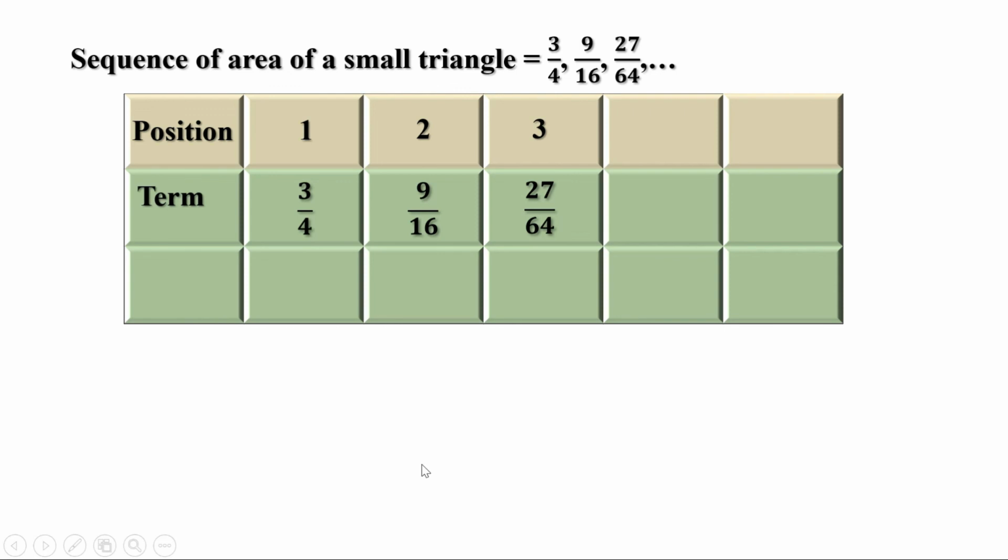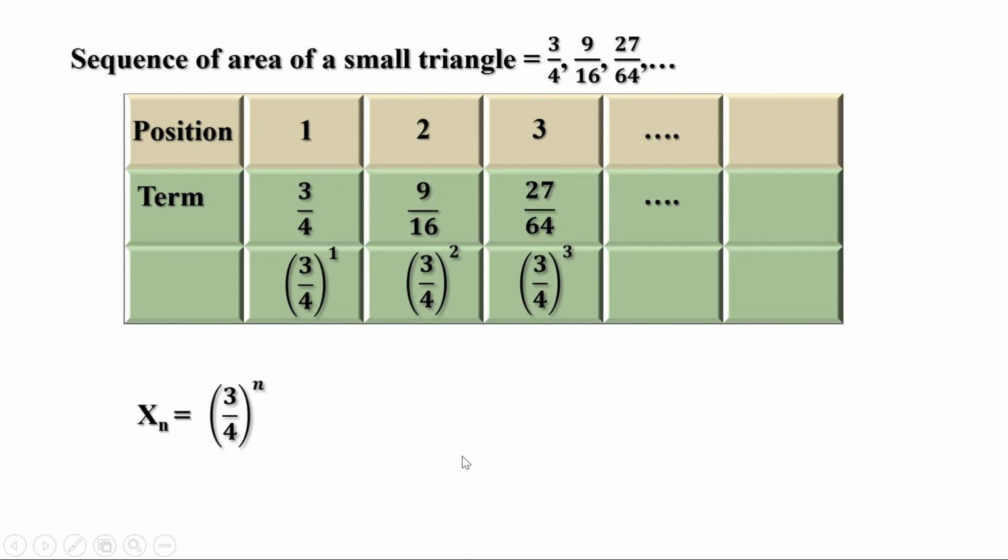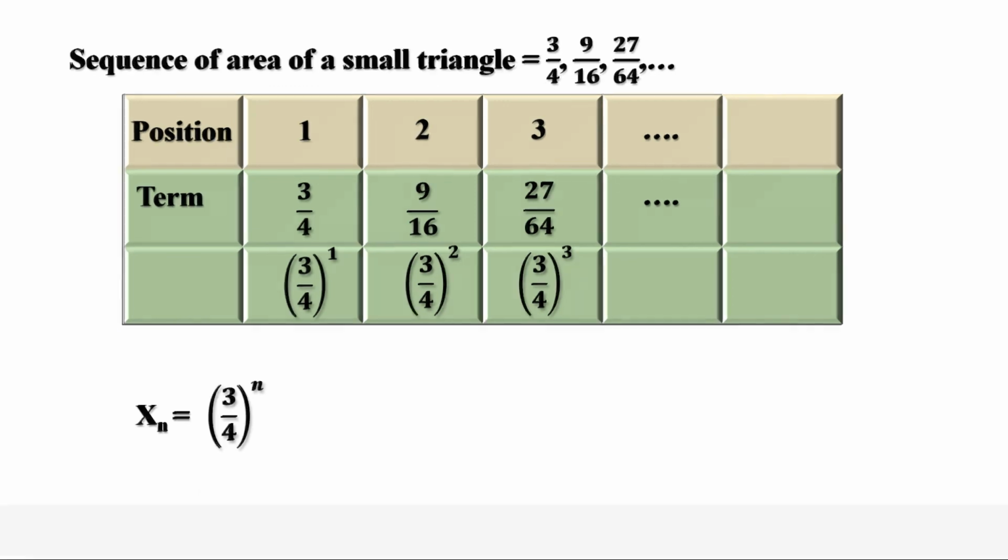So we can write 3/4 as (3/4) raised to 1, 9/16 as (3/4) raised to 2, 27/64 as (3/4) raised to 3. So everywhere the base is 3/4. What about the power? For the first term the power is 1, for the second term the power is 2, for the third term the power is 3, and for the nth term the power is n. Therefore xn equal to (3/4) raised to n is the algebraic expression of this sequence.